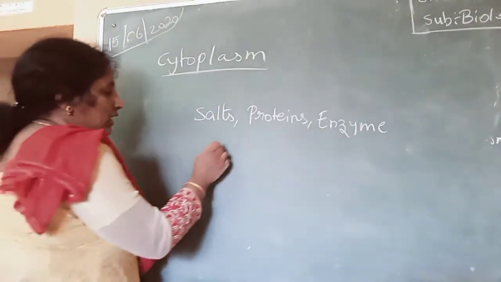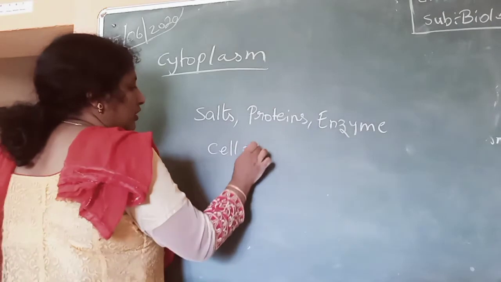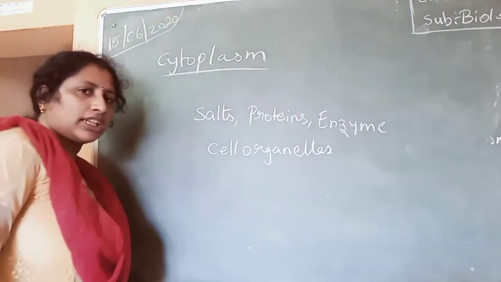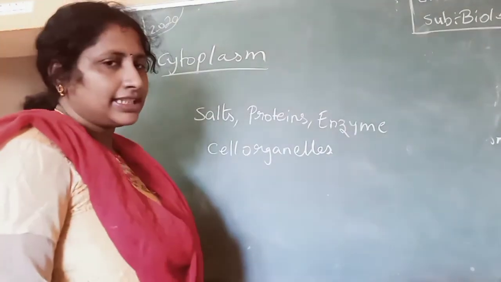Next, along with this, the cytoplasm contains very important parts. What are they? Cell organelles. Okay. So various cell organelles are present inside the cytoplasm.